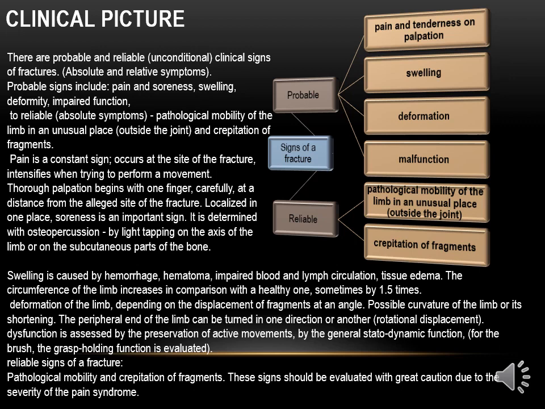Pathological mobility of the limbs in an unusual place. This is the thing we can essentially compare with deformation. Only this kind of deformation, when the limb is curved in a place where it clearly should not have been bent, can be counted as a reliable sign. An example of this is the following slide.